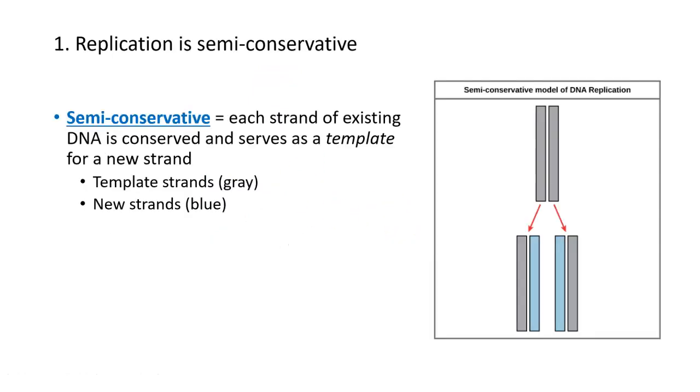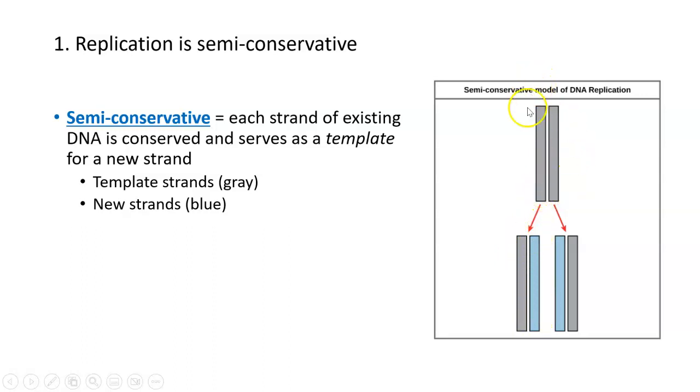Right? And so the process of making a new strand of DNA, or synthesizing DNA through replication, is referred to as being a semi-conservative process. And so in a semi-conservative process, some of the original DNA is reused in the new DNA molecules. And so each strand of existing DNA, which you can see up here in this gray double-stranded DNA molecule, ends up serving as a template for a new strand of DNA, which you can see in blue.